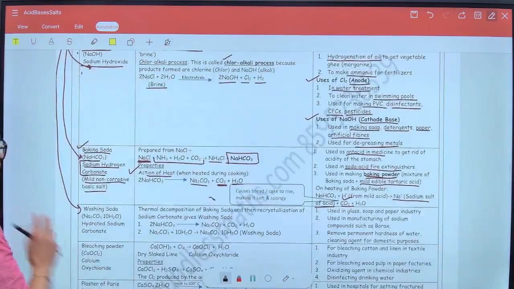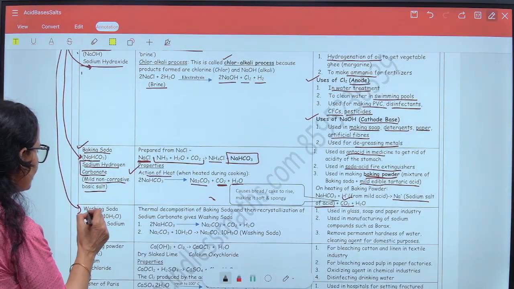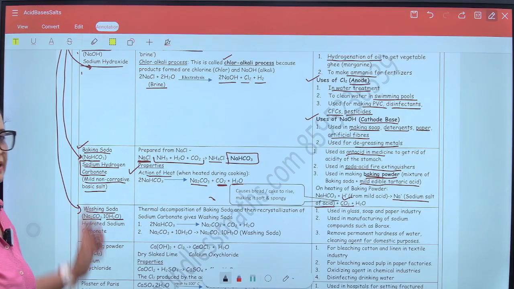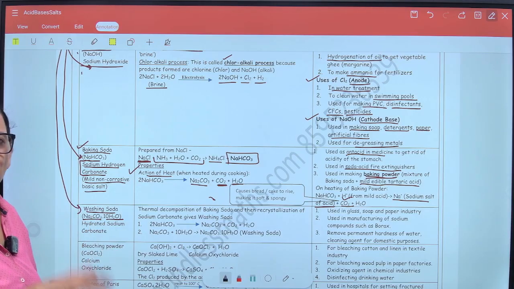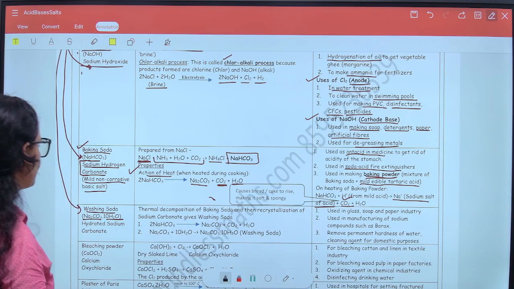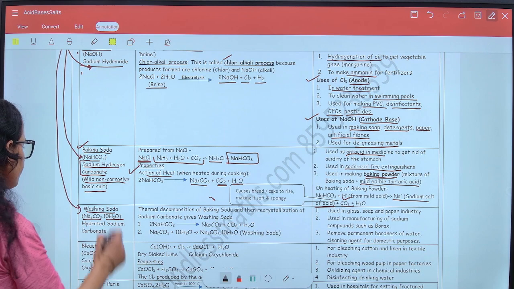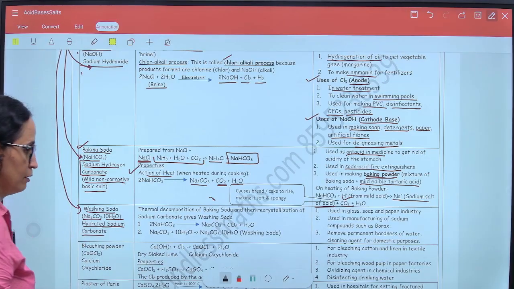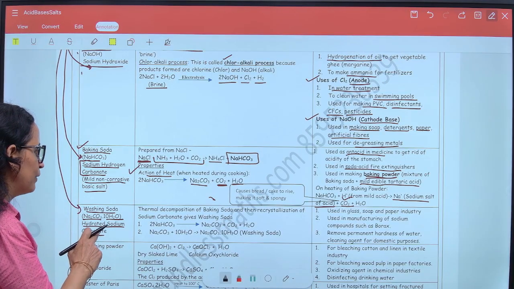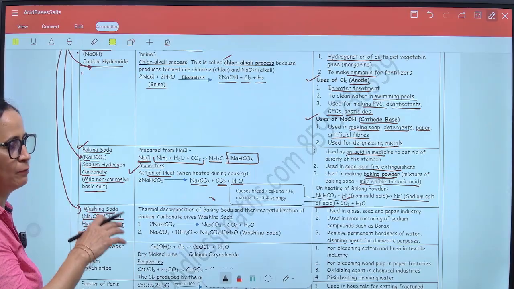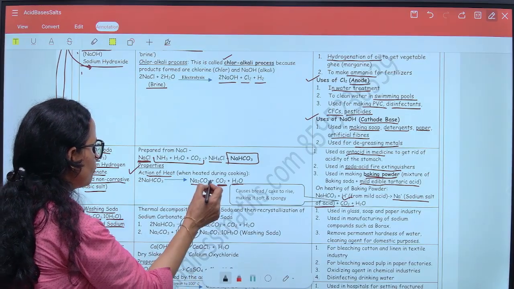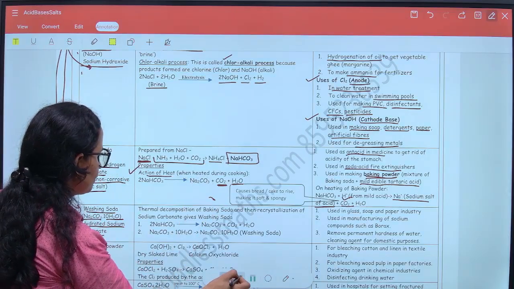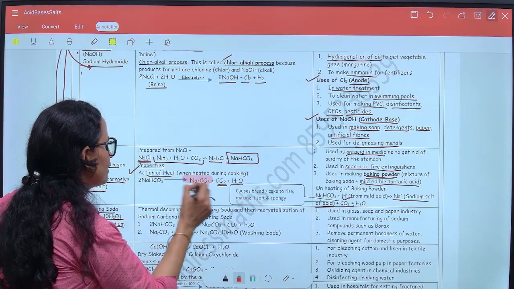Next compound here is washing soda. What is washing soda? Na2CO3 dot 10H2O. 10H2O means it has some water of crystallization. So we'll see what is water of crystallization. Now the chemical name is hydrated sodium carbonate. It is not just sodium carbonate but hydrated sodium carbonate. Sodium carbonate is what we got in this reaction also. In the previous reaction, when we heat baking soda, we get sodium carbonate.